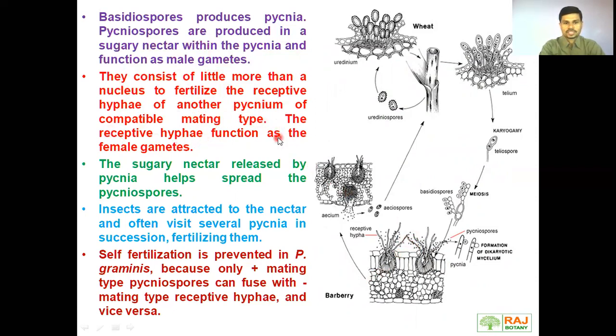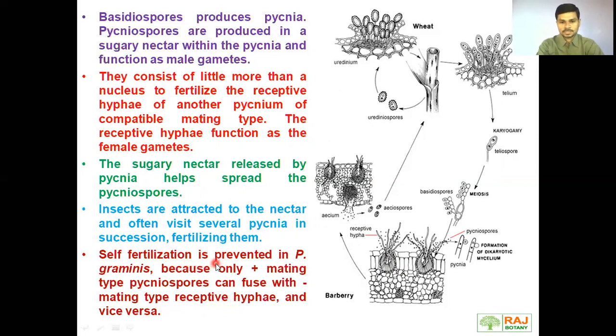The receptive hyphae function as the female gamete. One hypha functions as the male gamete, another hypha functions as the female gamete. The sugary nectar released by pycnia helps spread the pycniospores. This pycnia produces the sugary nectar, and that sugary nectar helps to spread the pycniospores. The exact role of this sugary nectar is to attract insects, and that insect often visits several pycnia in succession and fertilizes them.